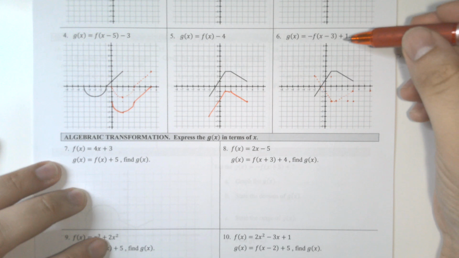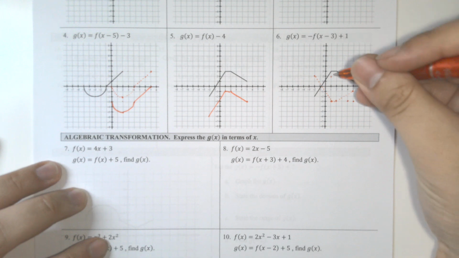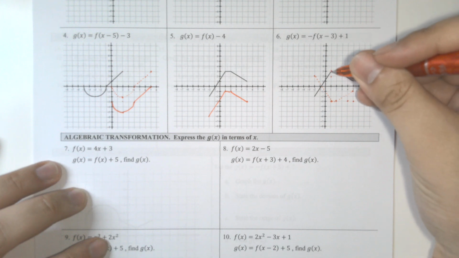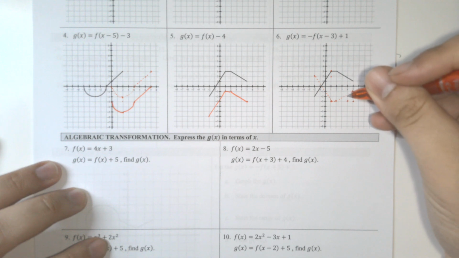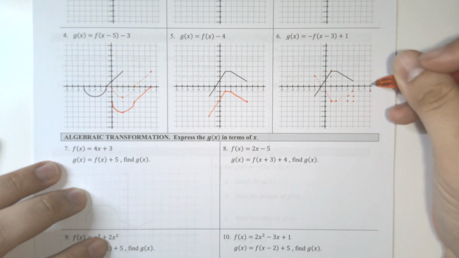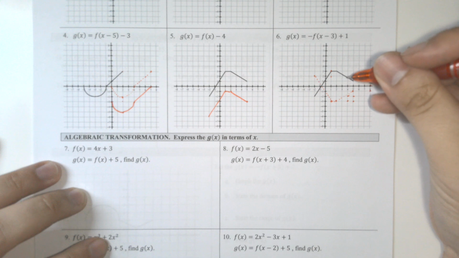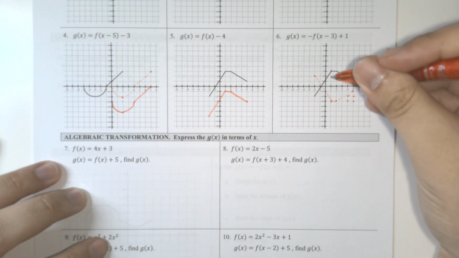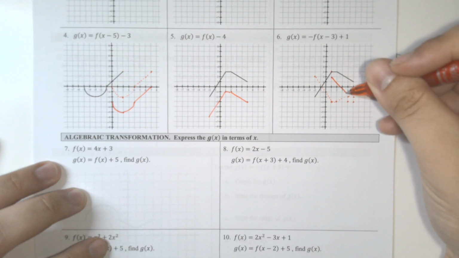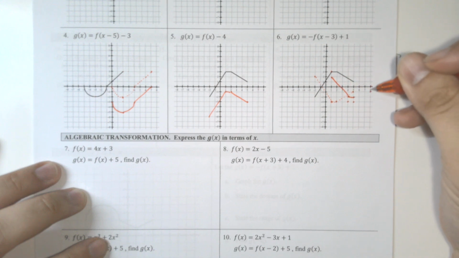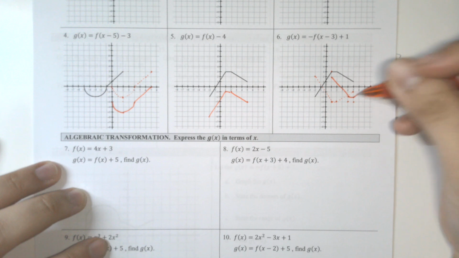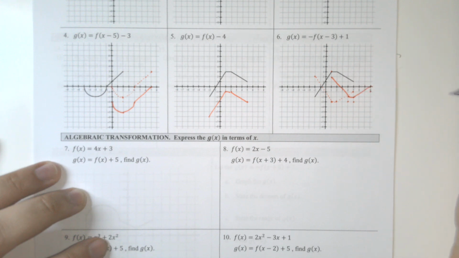And then moving this up 1 unit. 1 right there, so just up 1, up 1, up 1, and up 1. So our new function will look like this. It'll be these points connected right there. So yeah.